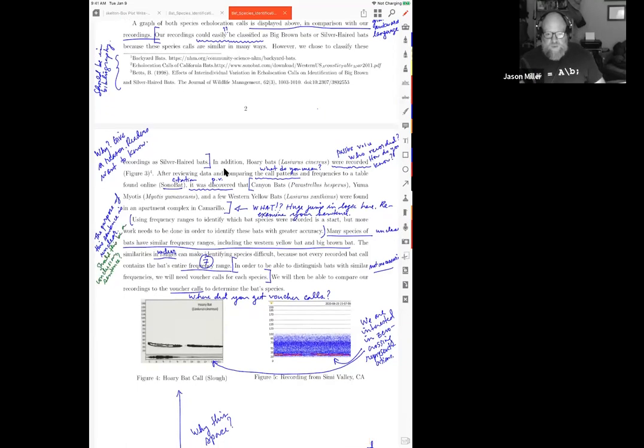More passive voice, jump in logic. Oh, and I think I made a comment somewhere where the bat's actually in the apartment. Here, the purpose of this first sentence in the next paragraph is unclear. Using frequency ranges to identify which bat species were recorded is a start, but more work needs to be done in order to identify these bats with greater accuracy.